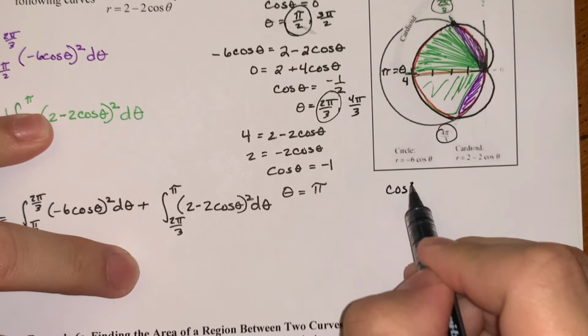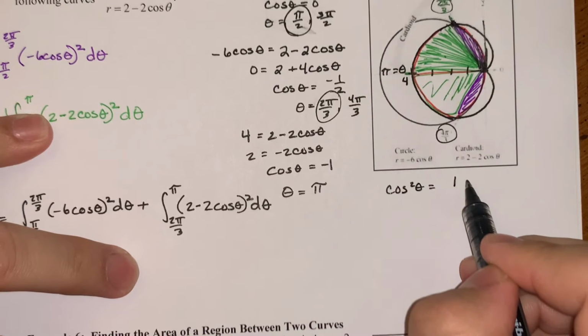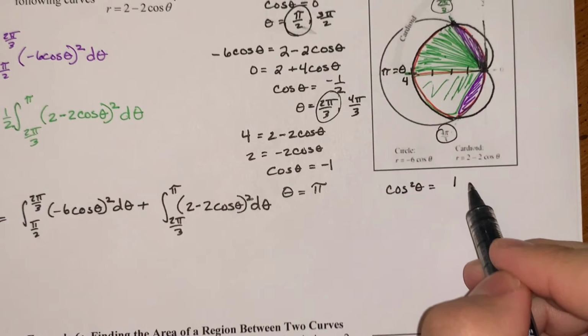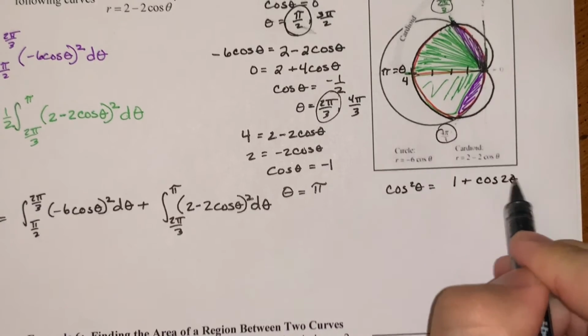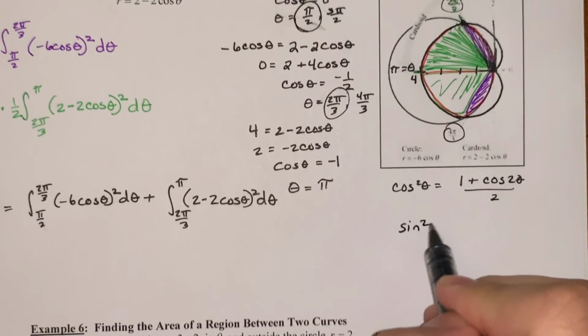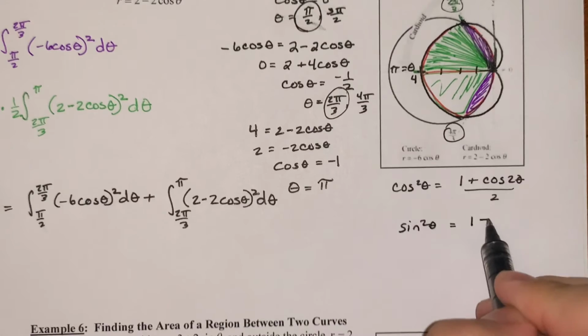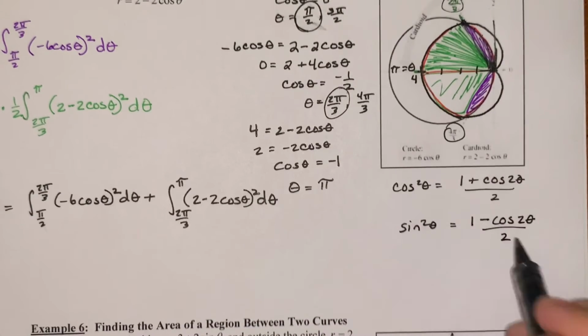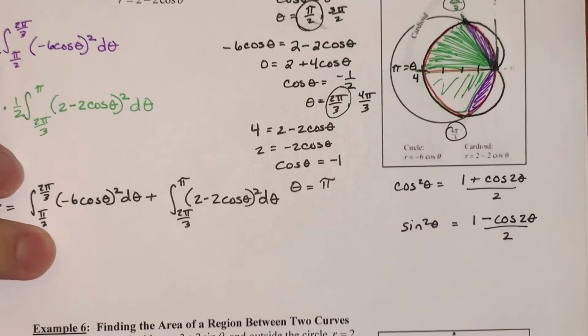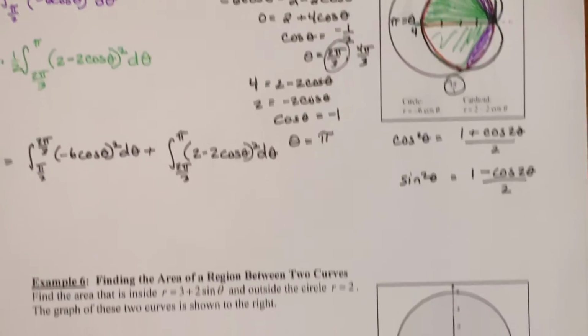You have the cosine squared of theta is equal to 1. Oh, wow, I almost forgot. Is it 1 minus or 1 plus? Yeah, I'm pretty sure it was plus. Cosine of 2 theta divided by 2, and then we know that the sine squared of theta is equal to 1 minus cosine of 2 theta divided by 2, right? Even I forget sometimes, but that's why we practice, and that's why you guys have to practice this as well. So anyways, that's how we do this example.